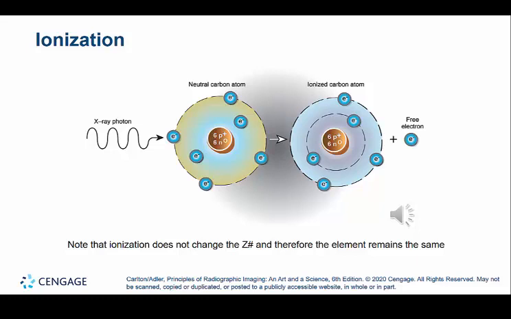Here's a visual on the process of ionization. Note that ionization does not change the Z number, and therefore the element remains the same, but the charge is going to change. So on this image, you can see that an X-ray photon is coming in to kick out an electron, and this is a neutral carbon atom. Once that electron is kicked out, it is now an ionized carbon atom.